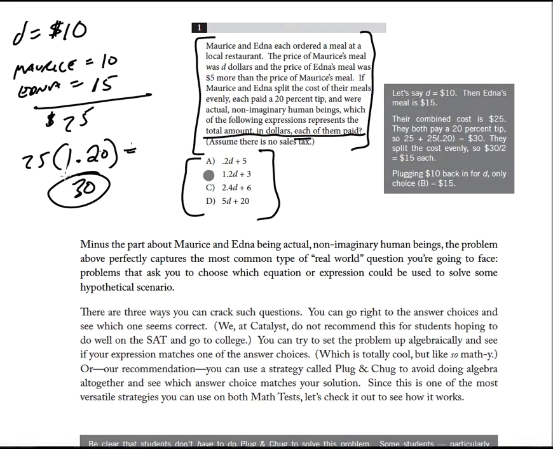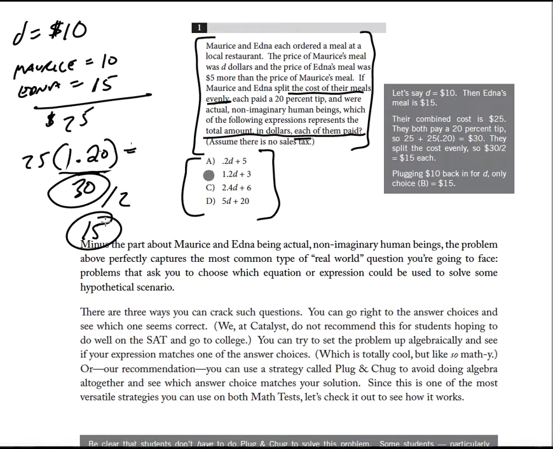So again, I can multiply that by 1.20 because that would be a 20% increase, right? And that's $30. Am I done? Nope, I'm not done, because remember, I want to know how much each of them spent. So it says they split the cost of the meal evenly, right? That's somewhere here, split the cost of the meals evenly. And so that would mean I take 30 divided by 2 and I get $15.